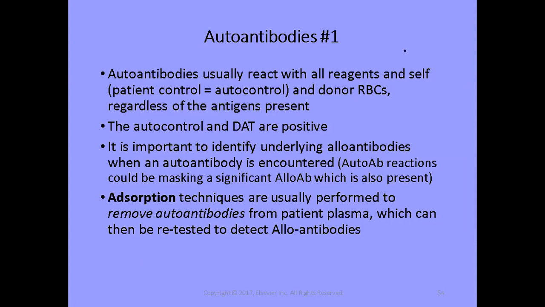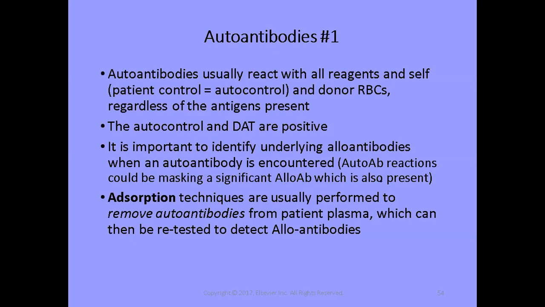All right, so we're going to move next to autoantibodies. Autoantibodies usually react with all reagents and self. The patient control, also known as the autocontrol, is going to be reactive, and donor red cells regardless of the antigens present. The autocontrol and the DAT are positive. Okay, something is coating these cells, an antibody. It's important to identify underlying alloantibodies when an autoantibody is encountered, because autoantibody reactions could be masking a significant alloantibody which is present.